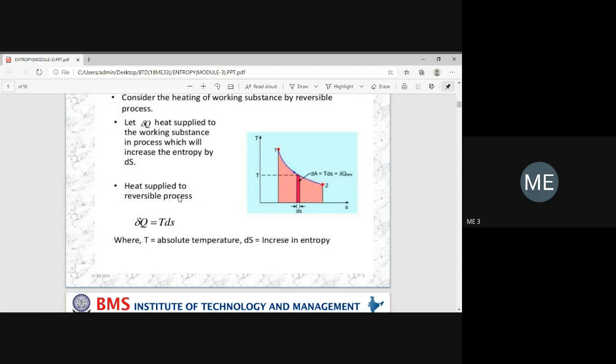So based upon that equation, we can write dq equals T into ds. You remember this is the general formula for the entropy, but we have different formulas for different processes. According to the type of process we get different formulas, but the general formula is dq equals T into ds, where T is the absolute temperature and ds is the increase in entropy.